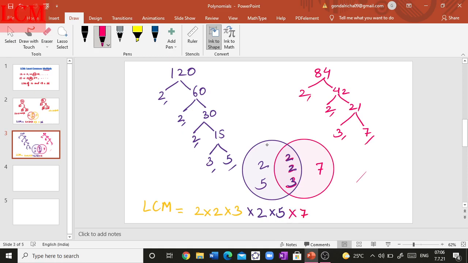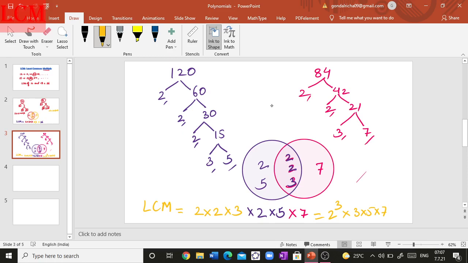So their LCM will be given by these numbers, that is 2 multiplied by 2 multiplied by 2, so it's 2 cube, multiplied by 3 multiplied by 5 multiplied by 7. So this will be the LCM of 120 and 84, right?